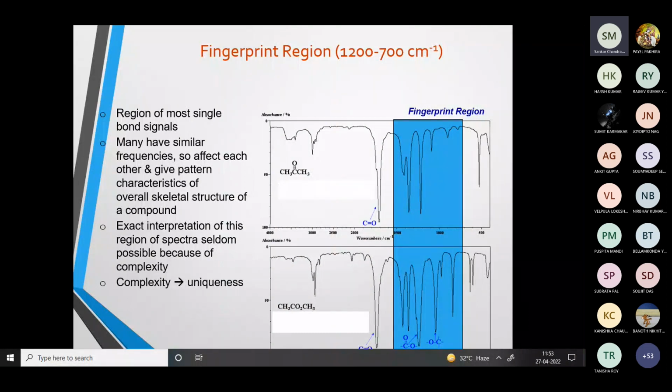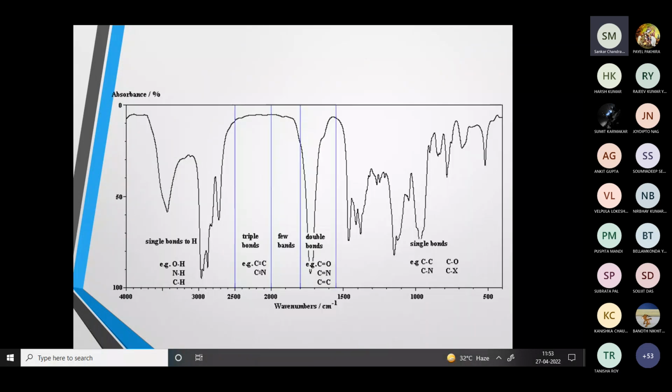And these are the zones specifically shown here. You see here the carbon oxygen, carbon nitrogen, nitrogen hydrogen, carbon hydrogen, which appear near about above 3000 and within this field. And this is the carbon-carbon triple bond, carbon-nitrogen triple bond. This zone is the carbon-oxygen, carbon-nitrogen double bond, carbon-carbon double bond. This one. Okay.